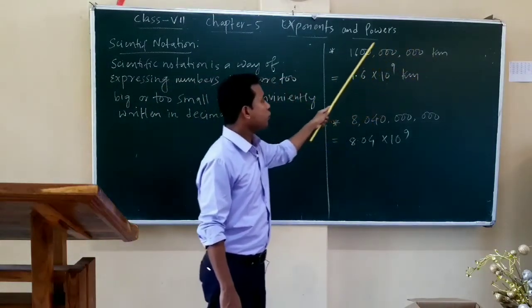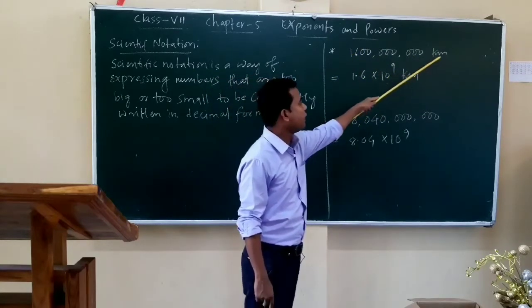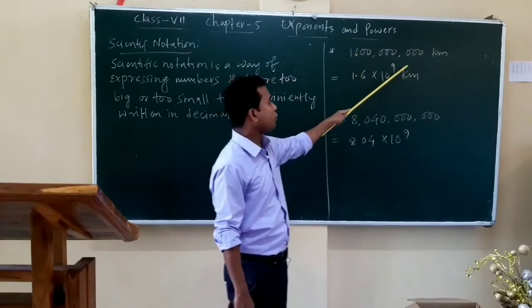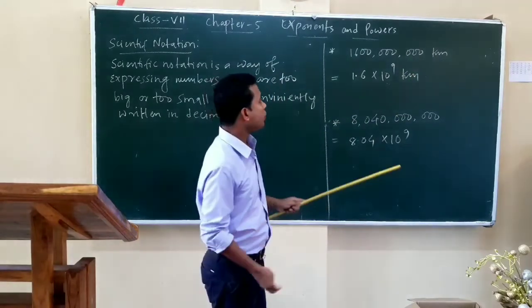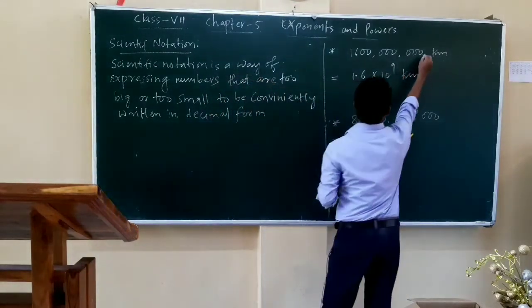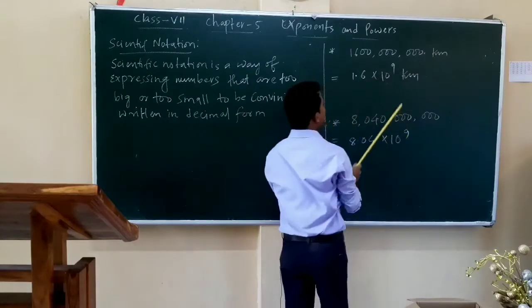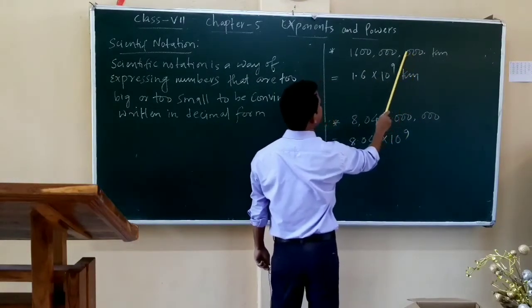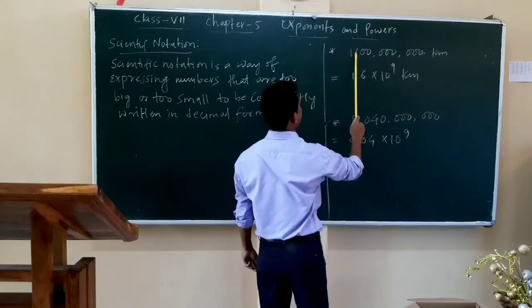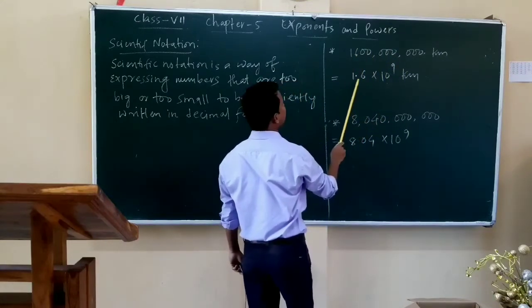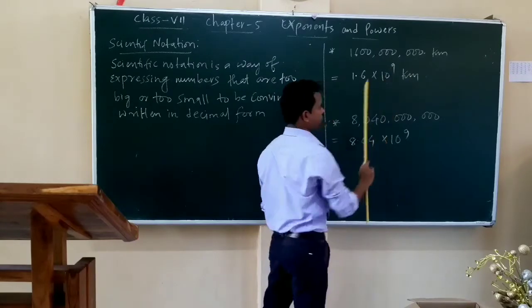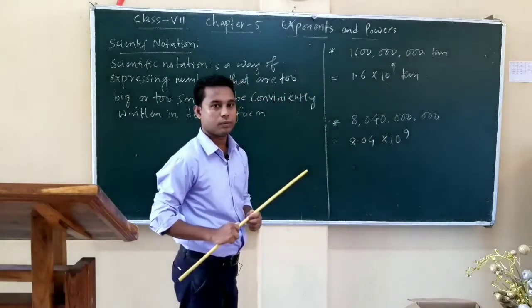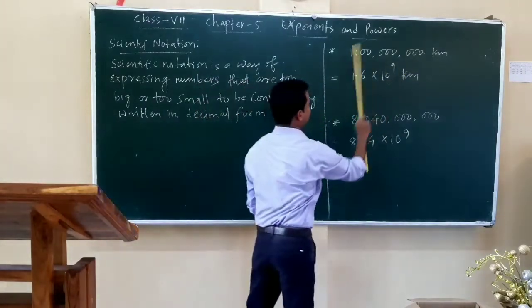Suppose we take some example. This is a big number. So how to write this number in scientific notation? Suppose we have the decimal here. So we have to move to the left: 1, 2, 3, 4, 5, 6, 7, 8, 9. So we can write it as 1.6 into 10 raised to the power 9 kilometer. We move to the left.